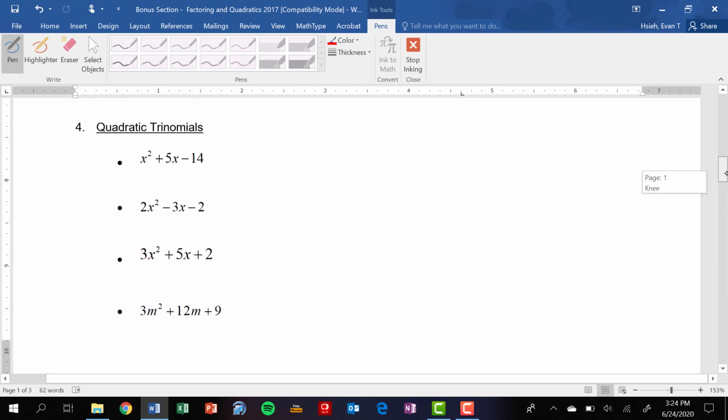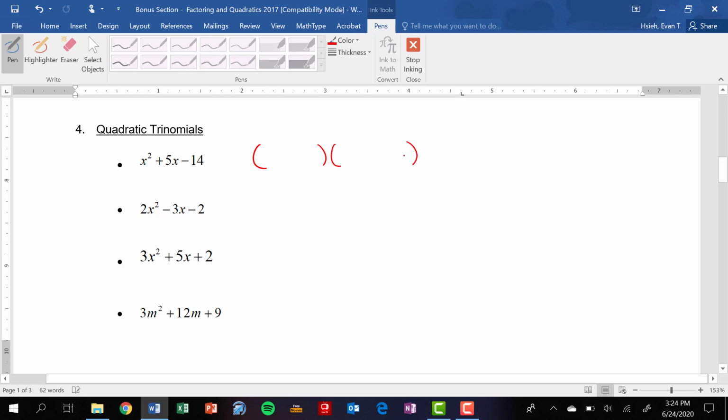Quadratic trinomials. Okay, so these are the ones that are just pretty basic that we're asking you to factor. I can factor this first one when there's a 1 in front of the x squared term; the 1 is the coefficient in front of the x squared term. I can factor this to x and x here, and then what I do is I look for two numbers that multiply to negative 14 and add to positive 5. So in this case, it'll be plus 7 and minus 2, and that is factored completely.